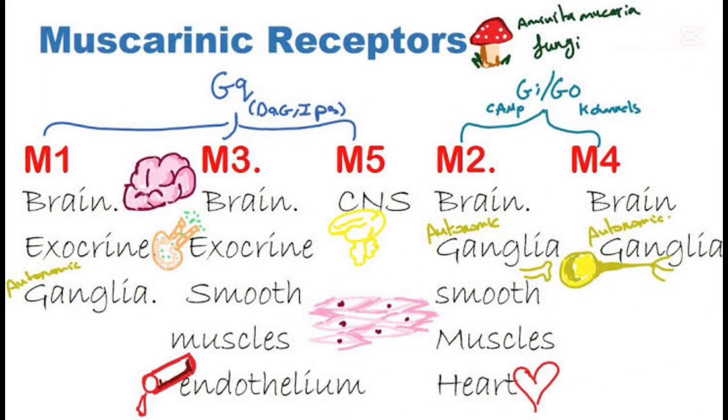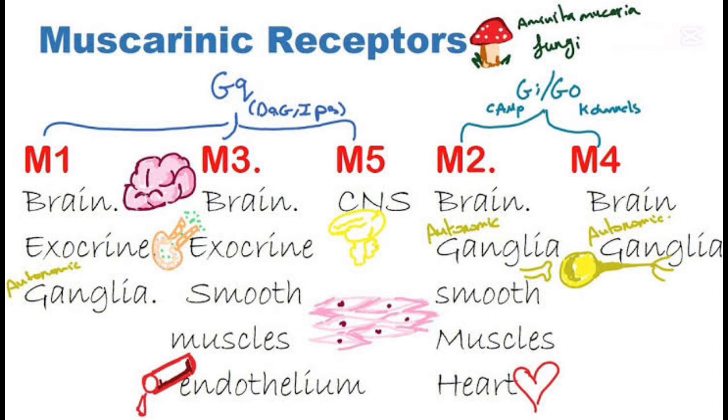So how many muscarinic receptors do we have? We have 5 types of receptors: M1, M2, M3, M4, M5. Majorly, the ones that are really useful are M1 to M3. M1 to M3 are very useful.